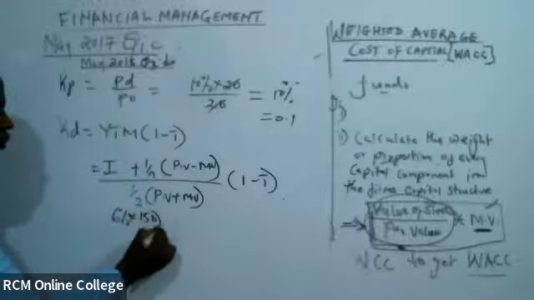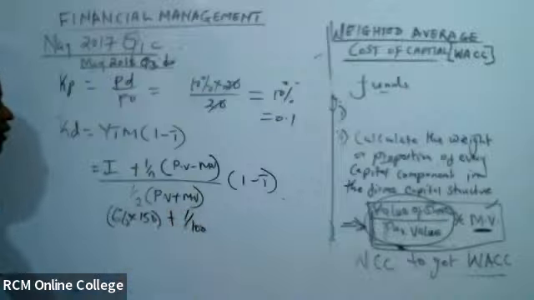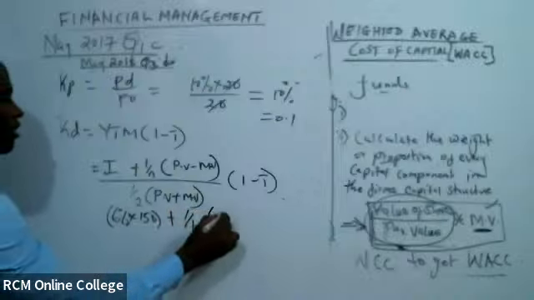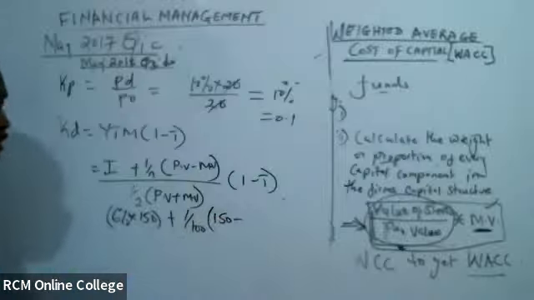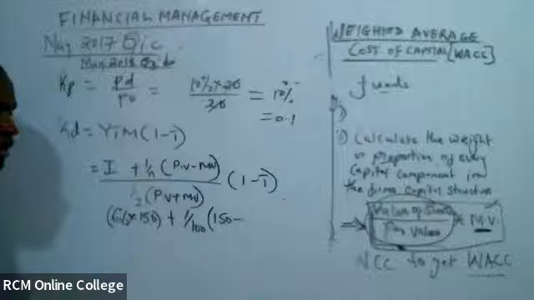150. Plus 1 over 100 years. Hiyo ni n. Par value umeniambia ni 150. Market value ni ngapi ya debenture? Hii vitu bwana ni direct jameni. Once you understand the formula, it becomes very easy. What is our market value? Tumalizane na hii stuff. It is 110.